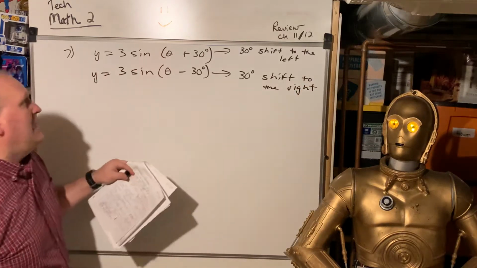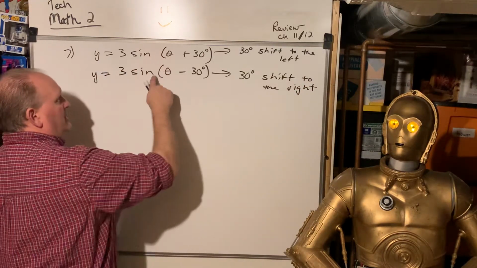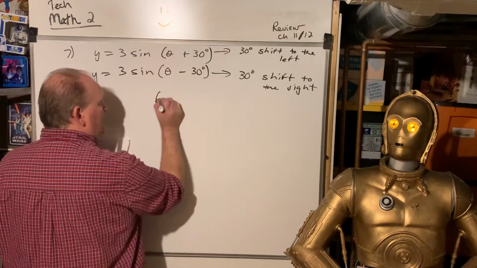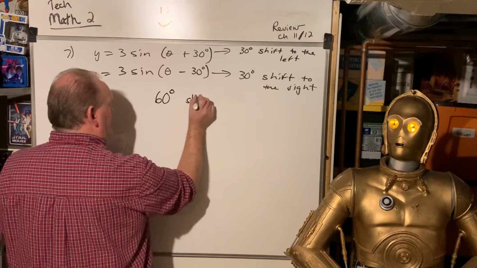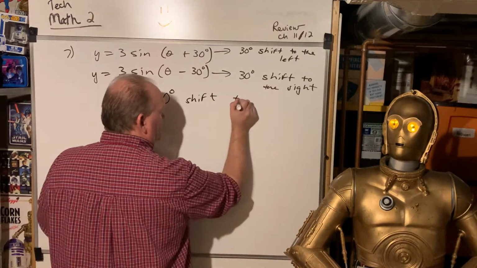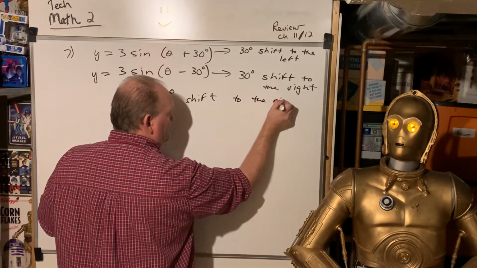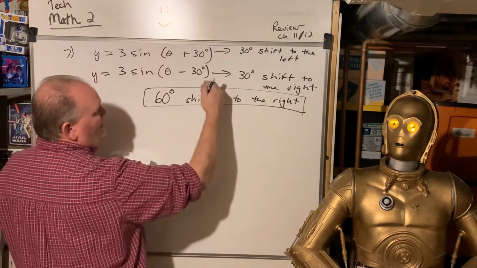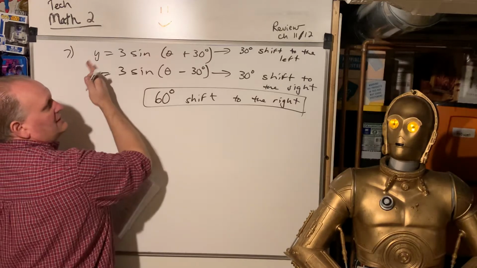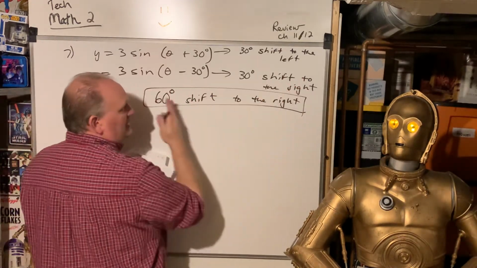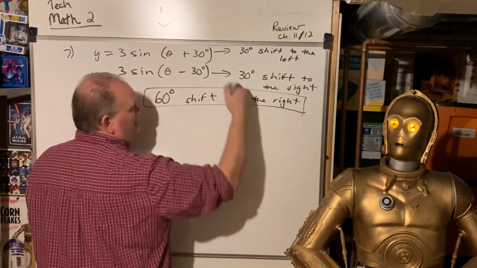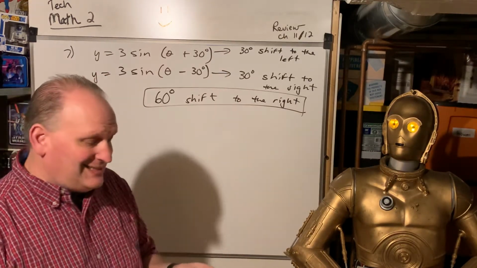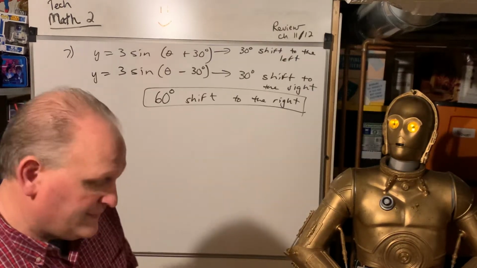Now they're asking, how would I move this one and put it on top of that one? So it would be a 60-degree shift to the right in order to put this one on top of that one, because this one was 30 degrees to the left, this one was 30 degrees to the right, so it's a grand total of 60 degrees to the right to pick this one up and drop it onto that one. So that's a little tricky on that, all right?